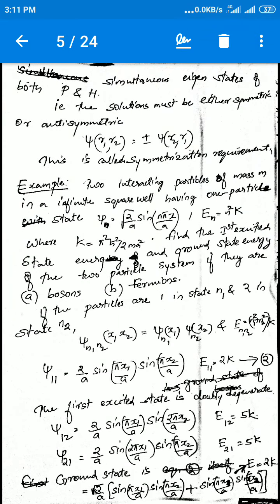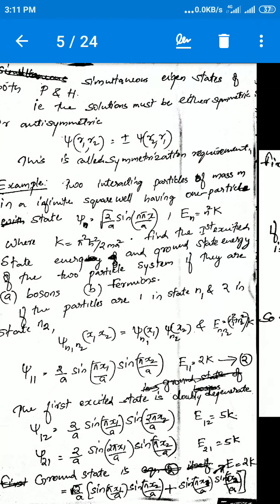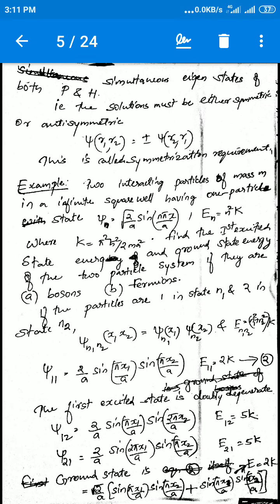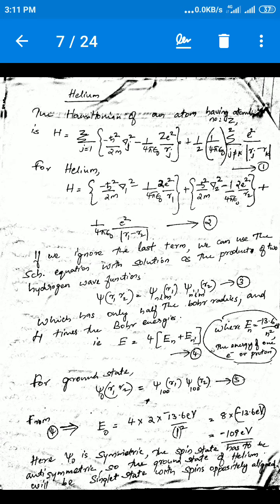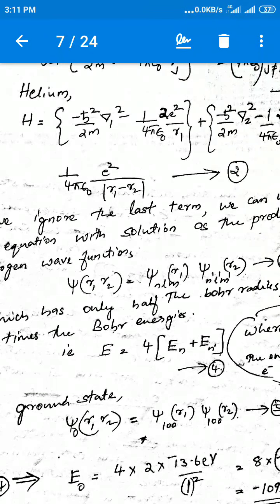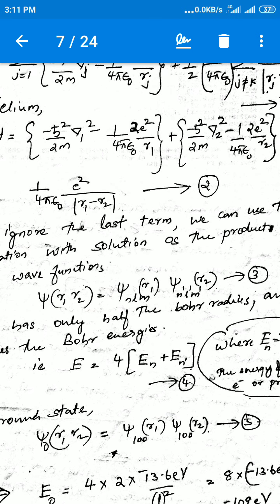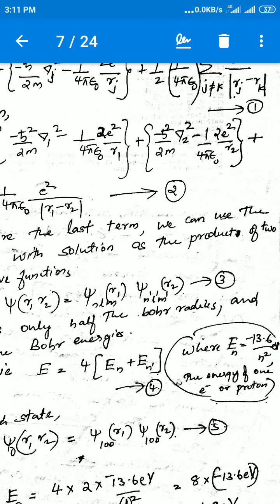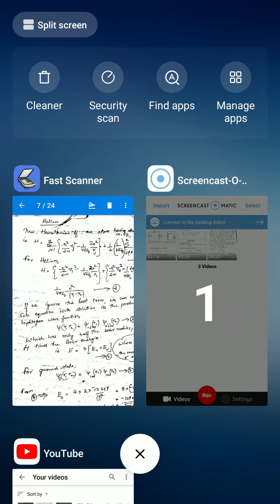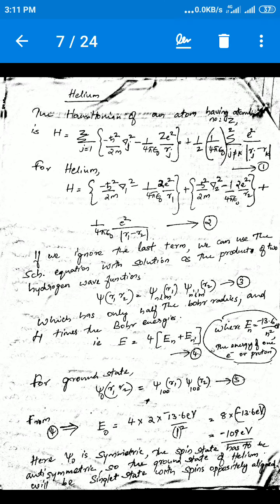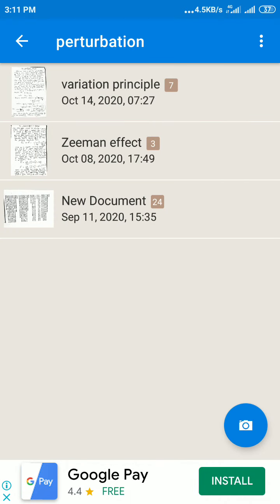Anyway, the energy is written. It's written here, this is 2 identical particles of mass in an infinite square well. For helium, see here, the helium Hamiltonian is written. It is the product of two hydrogen atom wave functions. That's what is shown here in equation 3. That you should understand. The wave function is not written here, but you should remember it.